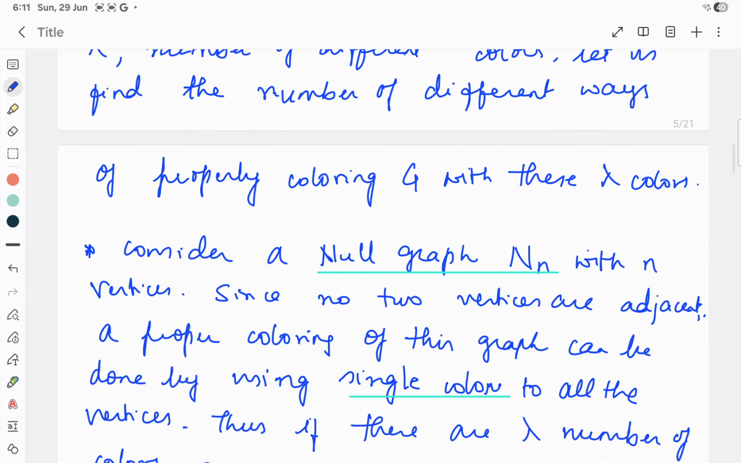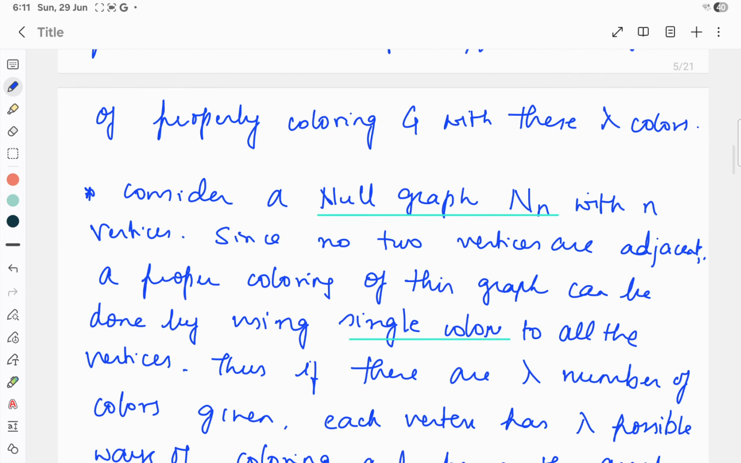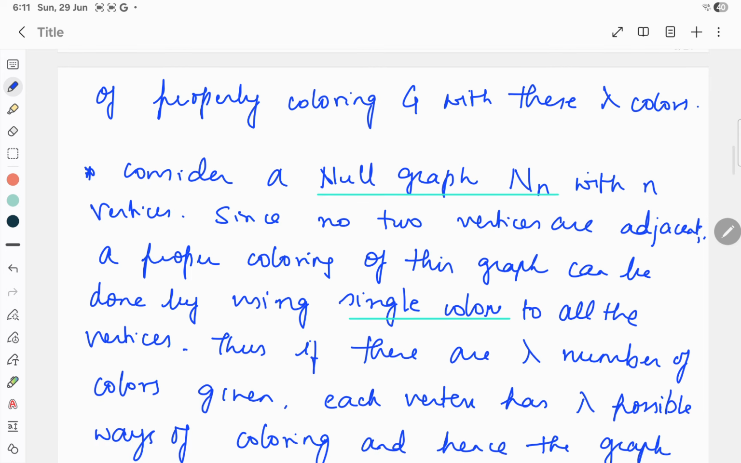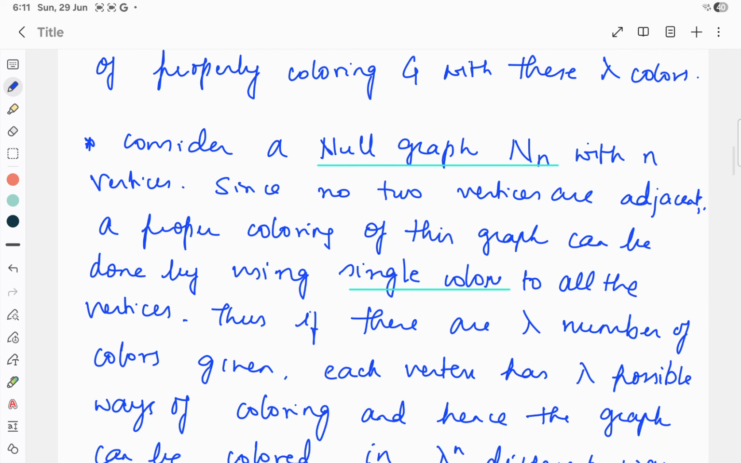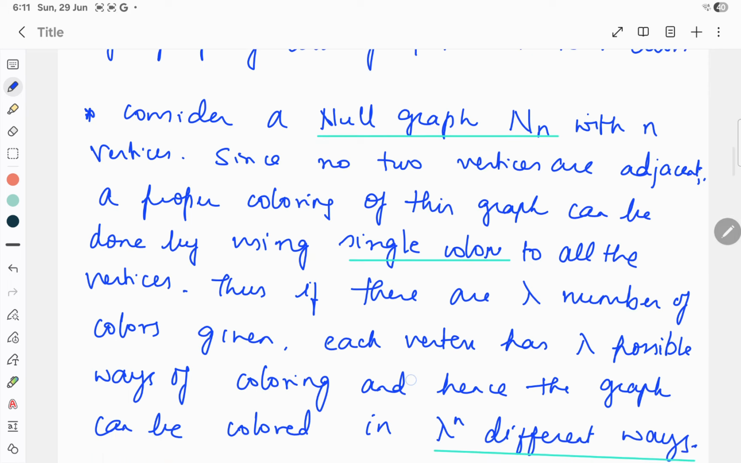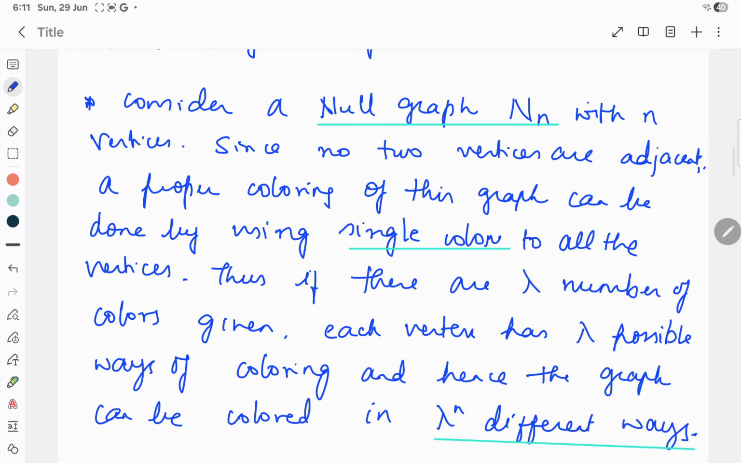So let us consider a null graph with n vertices. Null graph means a graph with only vertices, no edges, so no two vertices are adjacent. A proper coloring of this graph can be done with even a single color for all the vertices. Thus, if lambda colors are given, each vertex has lambda possible ways of coloring, and hence the graph can be colored in lambda power n different ways, right?